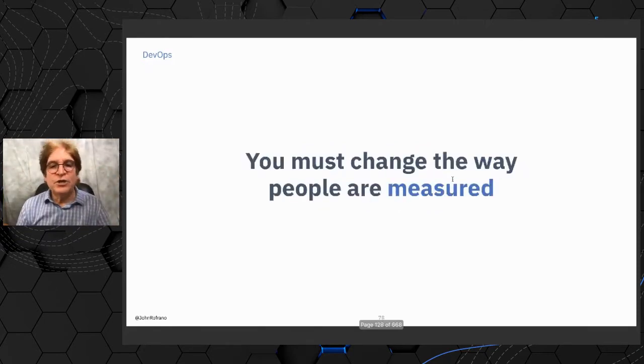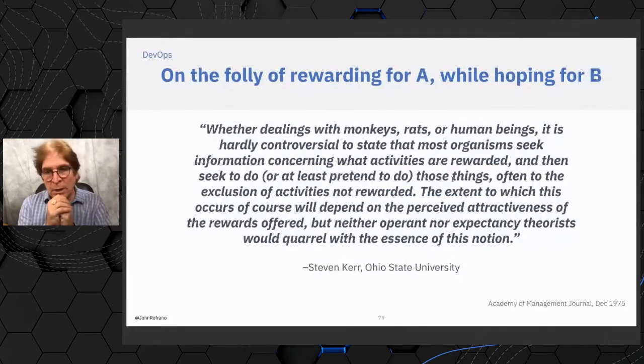So how do you change a culture? You've got to change the way people are measured. This is from the Academy of Management Journal back in '75: The folly of rewarding A while hoping for B. Companies do this all the time. I don't know why they don't get it. Maybe they didn't read the journal. But whether dealing with monkeys, rats, or human beings, it's hardly controversial to state that most organisms seek the information concerning what activities are rewarded and then seek to, or at least pretend to, do those things, often to the exclusion of activities that are not rewarded. The extent to which this occurs, of course, will depend on the perceived attractiveness of the reward offered, but neither operant nor expectancy theorists would quarrel with the essence of this notion.